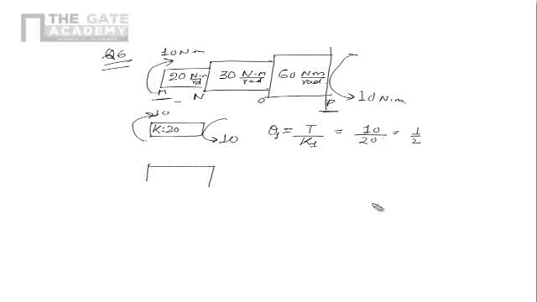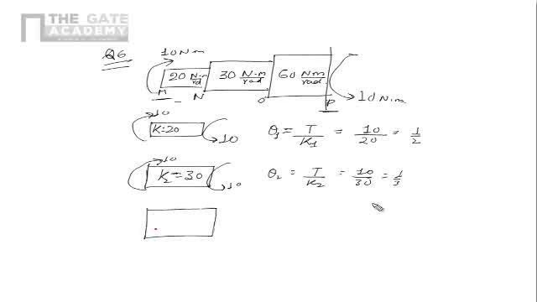Similarly, for the second one, K2 is 30, the torsional stiffness for that. Again, it carries the same torque, 10. So theta 2 is T upon K2, which is 10 upon 30, which is 1 by 3. The last one is the largest and carries the same torque, 10. Its torsional stiffness is 60, so theta 3 is T upon K3, equal to 10 upon 60, which is 1 upon 6.